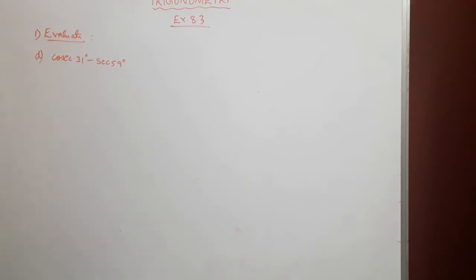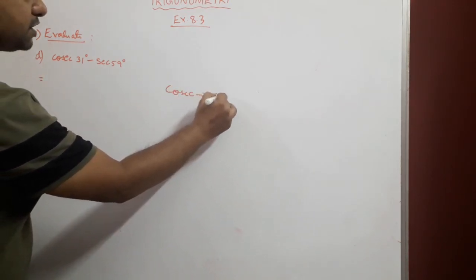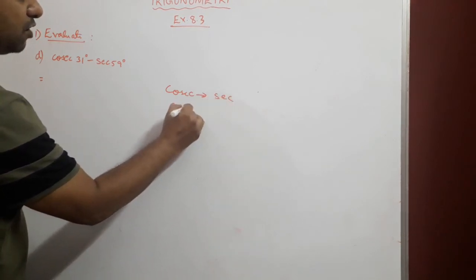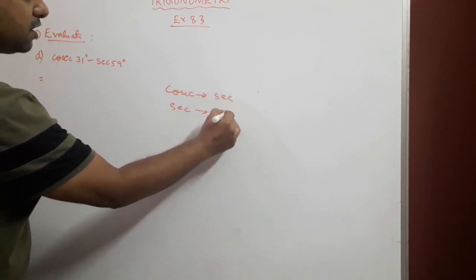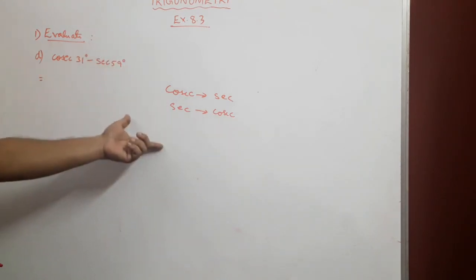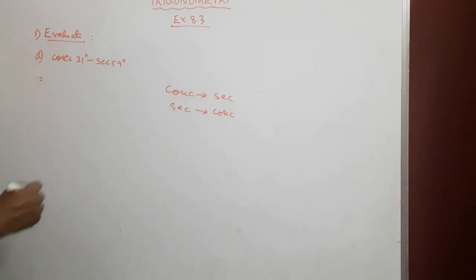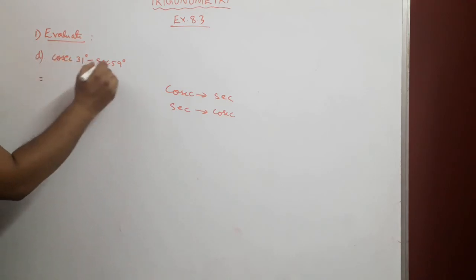The last problem under question 1 is cosec 31 degrees minus sec 59 degrees. So cosec opposite will be sec and sec opposite will be cosec. Kindly refer to the video where we have explained complementary angles, the various opposites of each other, or complements of each other, you can say. Cosec 31 degrees minus sec 59 degrees.